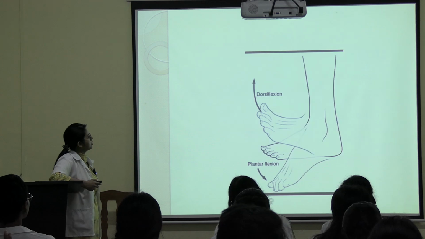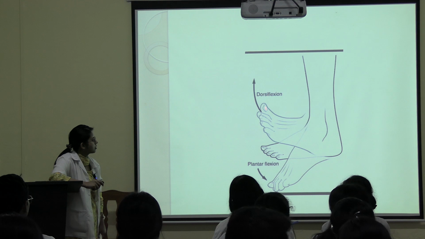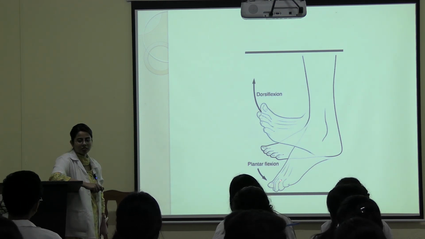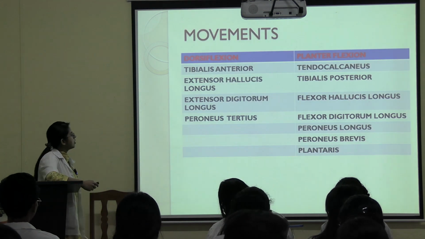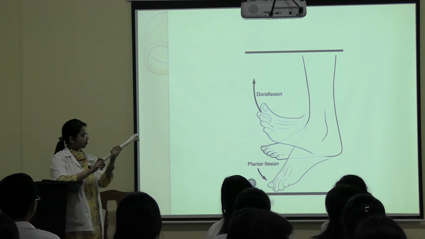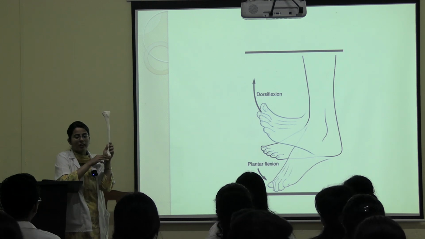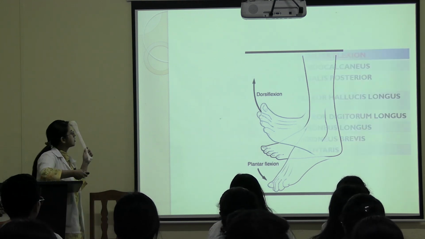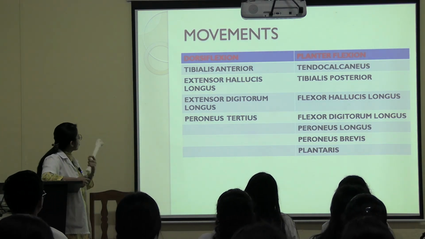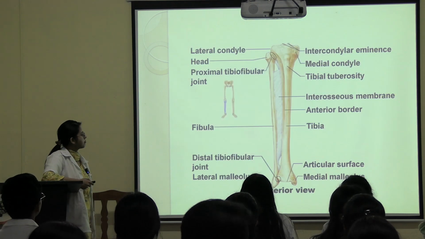Now, do you know what is dorsiflexion and what is plantar flexion? This is dorsiflexion. Okay, and this is plantar flexion. So what do you think? Dorsiflexion will be done by what muscle, what tendons? Those which will cross in the anterior part of the lower end of tibia. Okay, you can see here tibialis anterior, extensor hallucis longus, extensor digitorum longus, peroneus tertius. Okay, you remember the anterior relations?